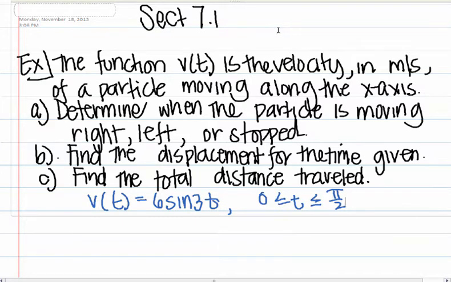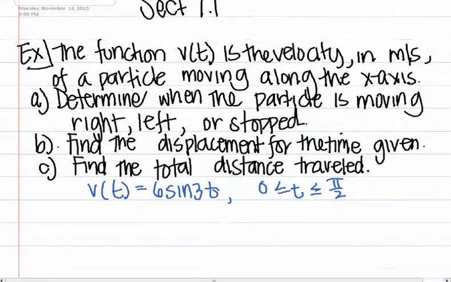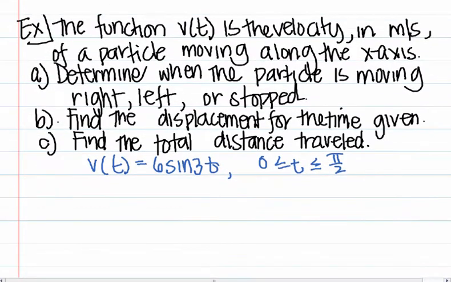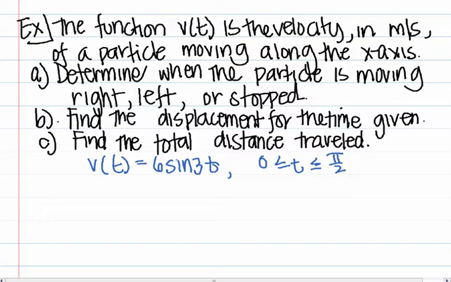We're going to have a function v of t that represents the velocity in meters per second of a particle moving along the x-axis. I want us to determine when the particle is moving to the right, left, or when it's stopped. We're also going to find the displacement for the time given and find the total distance traveled. So one of the things you're going to have to make sure you pay attention to is noticing and knowing the difference between distance and displacement.